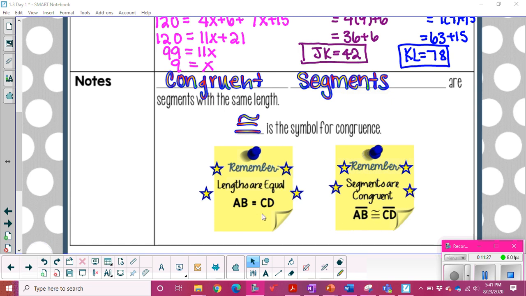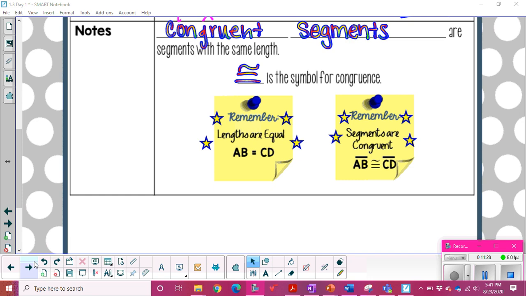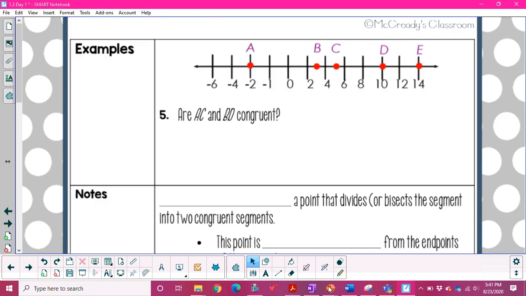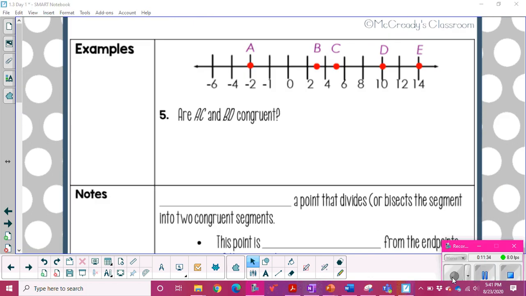All right, let's look at an example. This question says, are AC and BD congruent? So is the distance from point A to point C the same as the distance from point B to point D? That's what we have to figure out. If the distances are equal, that means the segments are congruent. Let me say that again. This is important. If the distances are equal, then the segments are congruent.